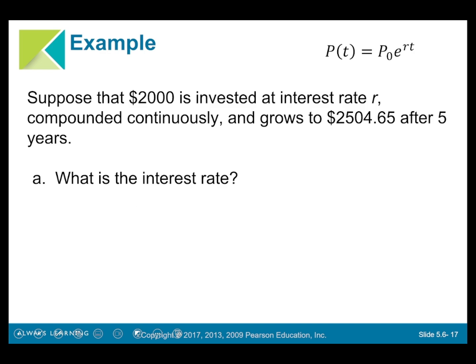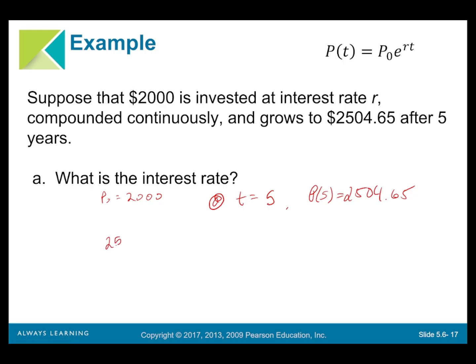So what is the interest rate? Well, here we have to solve for it. There's not going to be any nice equation that we can get out of this. It's very particular to these numbers. So we know our P0 is 2,000, right? That's our initial amount. So we always want to grab that first. Then we also know after 5 years, so at t equals 5, P of t equals 2504.65. Really, that's P of 5 since we're plugging in 5 years.